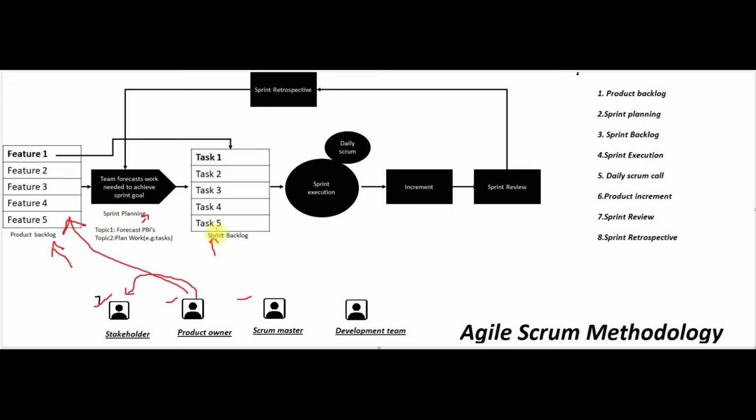Many people will confuse the product backlog and the sprint backlog. I want to clarify that the product backlog contains the entire project features. The sprint backlog contains only the tasks to be completed in the current sprint.